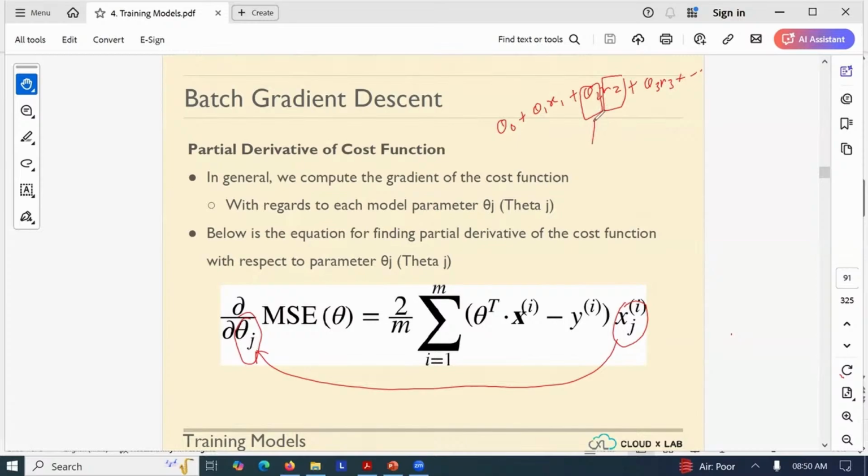So if you are partially differentiating with respect to theta 2, all other thetas are constant. Since all other values are constant, if you differentiate a constant, what value will we get? 0. So here also we get 0. So only here we will get x2, for the corresponding theta 2. So for theta j, we will get xj, right? Yes, thanks.